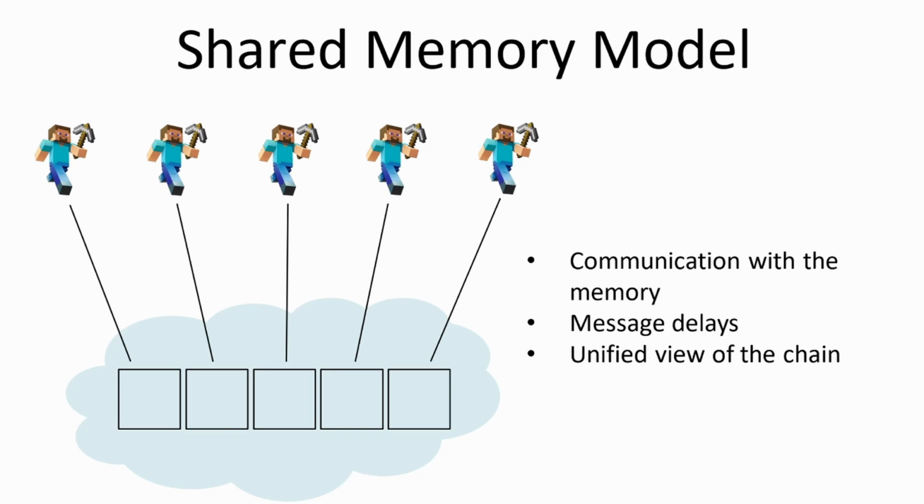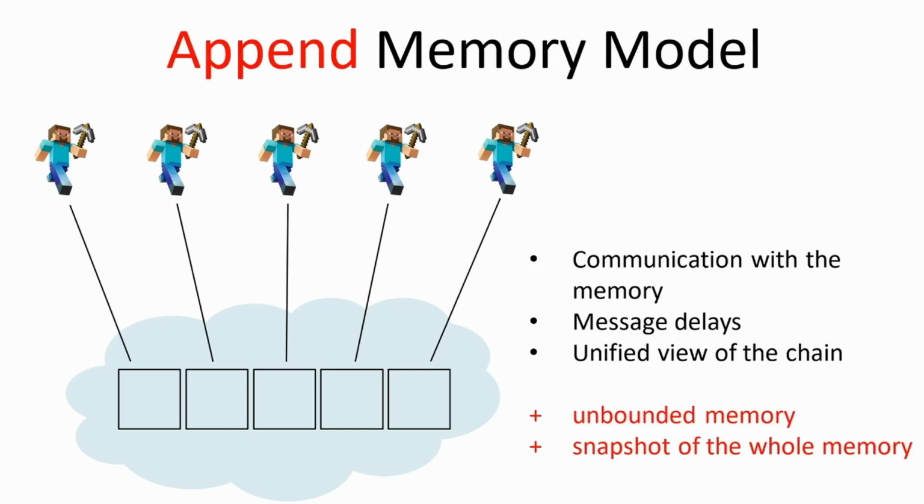In order to make the shared memory model applicable to the blockchain and the DAG protocols, we had to extend it by two properties. One is that the memory in the registers should be unbounded so that the nodes can add more and more values to the chain. And the other extension is that the nodes should be able to snapshot the whole memory so that they can receive the whole view of the chain. We also call this model the Append memory model.